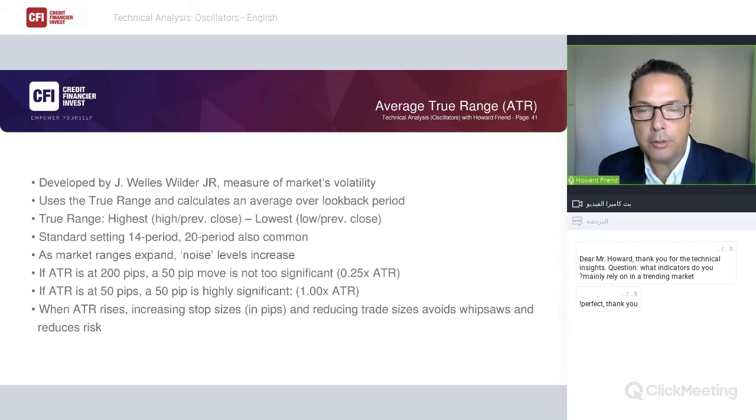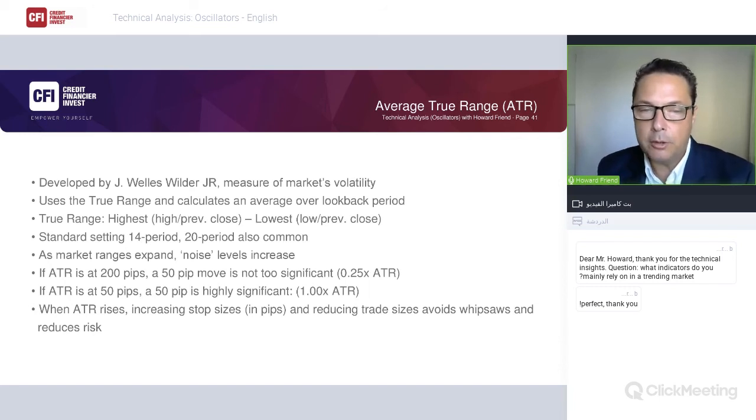So it's quite an important gauge to use when calculating the size of your stops, because obviously when volatility is high, you don't want to be using smaller stops in terms of pips, and I'll come to that a bit later. So when ATR rises, what we should be doing is increasing the stop size in terms of pips, but to reduce the dollar risk of a trade, as we increase the stop size, we need to reduce the trade size.